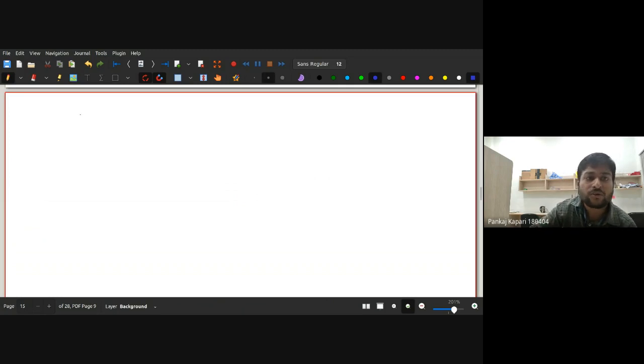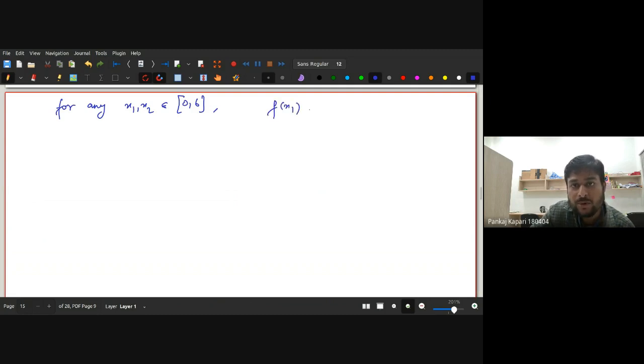Okay, so for this we apply the mean value theorem, right? So what do we have to find? We have to find, for any x1 comma x2 inside the interval, which is 0 comma 6 here, the maximum of this difference. We have to maximize this difference. Okay, we have to find how much this difference can be at most. So for this, we'll just use the mean value theorem.